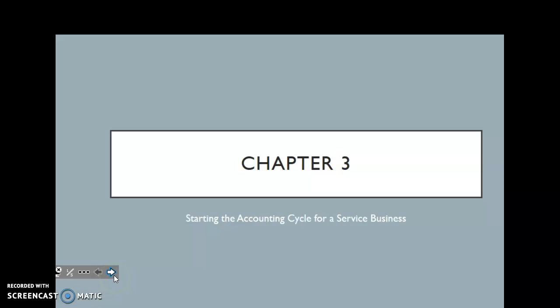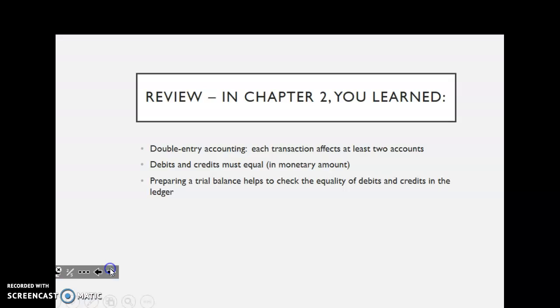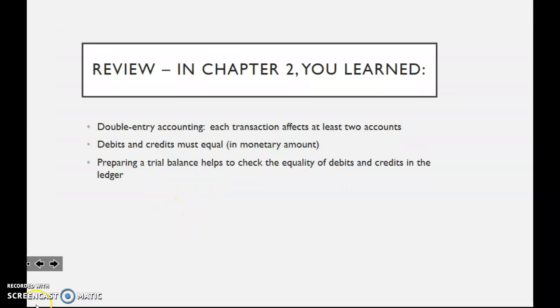Okay, so now in chapter 3, we reviewed our double entry accounting. Also in chapter 2, you learned that the objective of double entry accounting is to make equal and accurate debit and credit entries in the proper accounts. And you were using T accounts. Well, recording business transactions in T accounts accomplishes this.